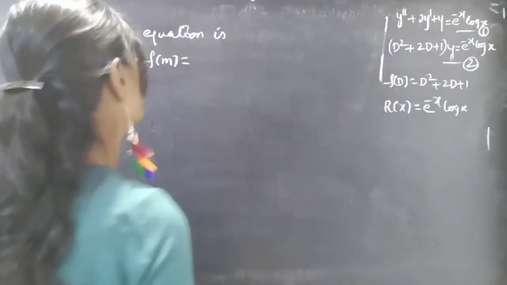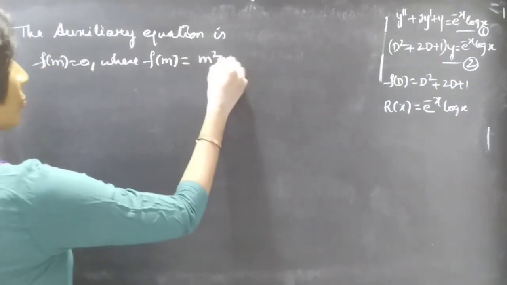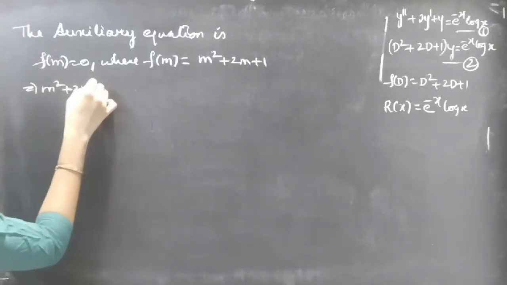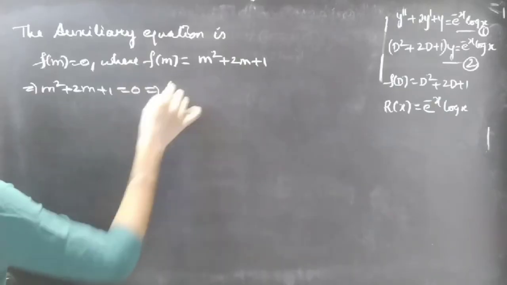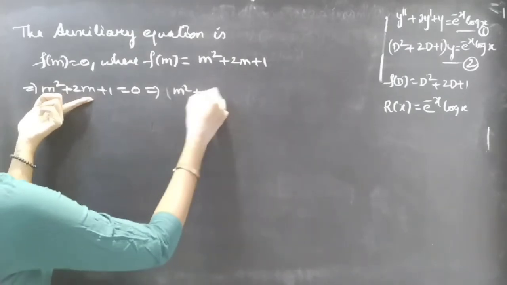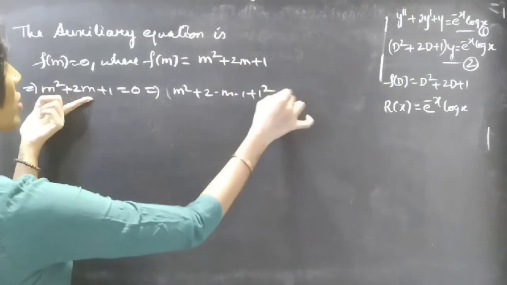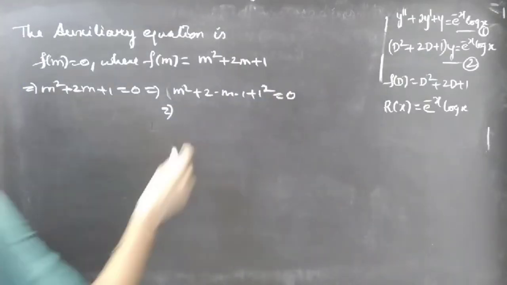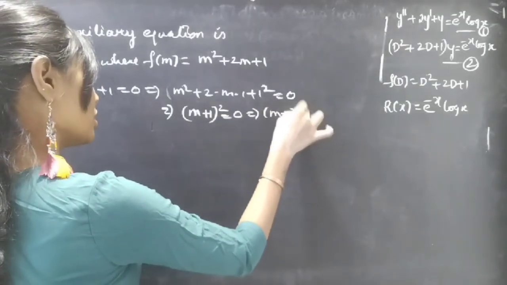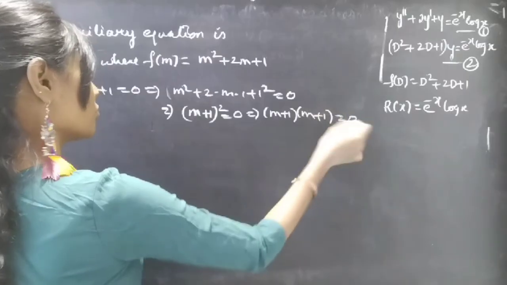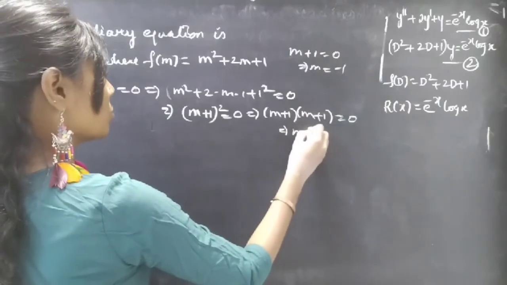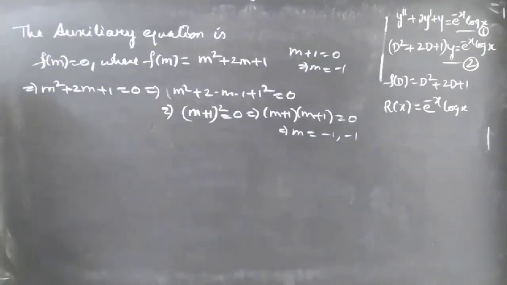Let's replace the differential operator by m, so that we'll get f of m equal to m square plus 2m plus 1. Now the auxiliary equation becomes m square plus 2m plus 1 equal to 0, which is an expansion of m plus 1 whole square, or we can write it as m square plus 2 into m into 1 plus 1 square equals 0, which is an expansion of m plus 1 whole square. So we'll get m plus 1 whole square equal to 0, or m plus 1 into m plus 1 equal to 0. Now we equate each factor to 0. If m plus 1 equal to 0, we'll get m equal to minus 1, which are repeated roots.